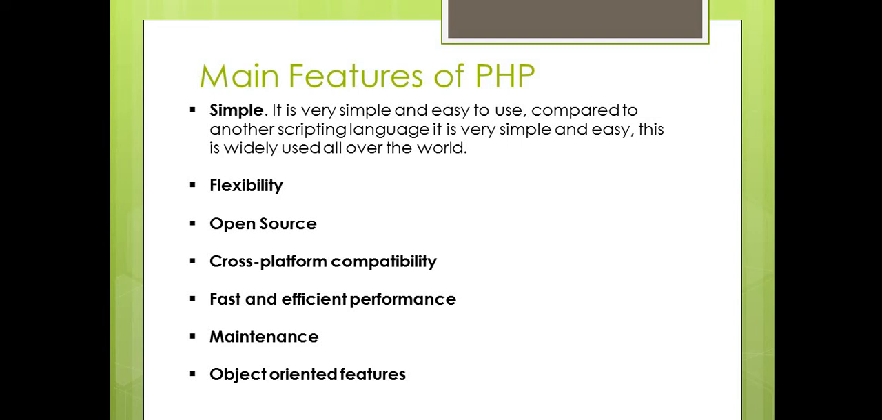The last feature is object-oriented features. PHP supports object-oriented programming. This results in increased speed and introduces features such as data encapsulation and inheritance. So these are all the main features of PHP. It is simple, flexible, open source, cross-platform compatible, with fast and efficient performance, easy maintenance, and object-oriented features.